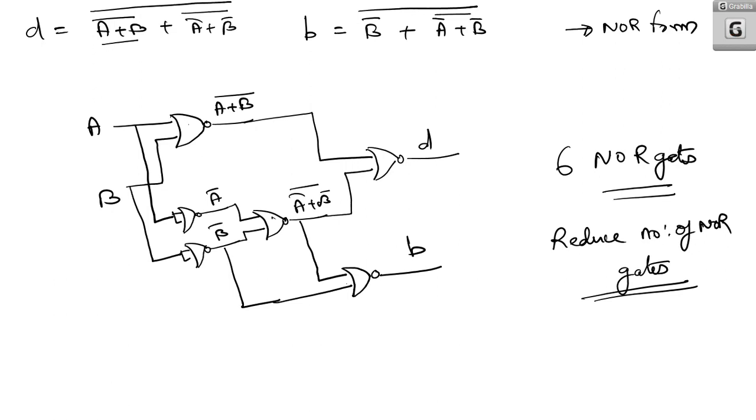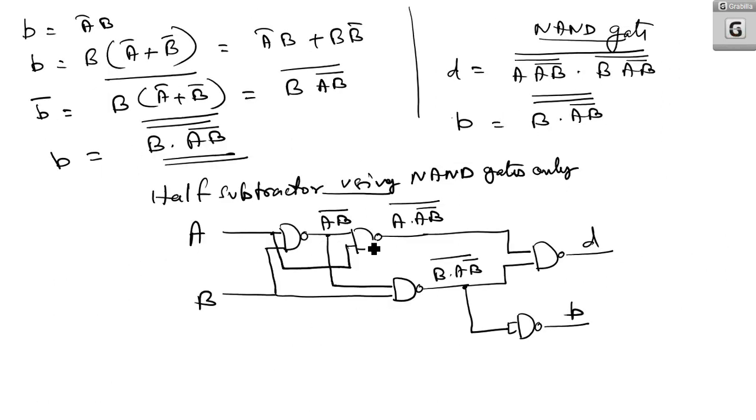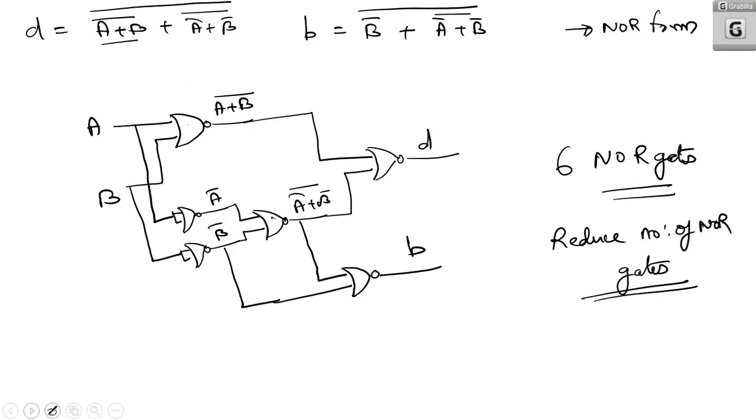Regarding NOR gates only, because with NAND gates, how many NAND gates did we get? 1, 2, 3, 4 and 5. We got only 5 NAND gates. So here, since you are getting 6 NOR gates, the realization is correct, but the only thing is that you are getting 6 NOR gates. Whether it is possible to realize it using fewer NOR gates, that we are going to deal with in the next lecture.